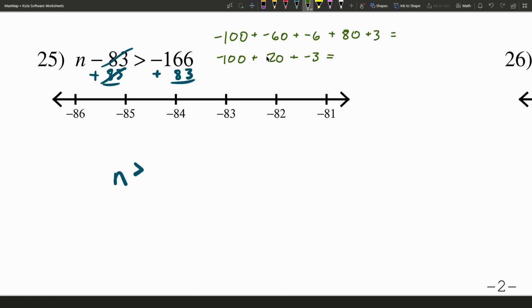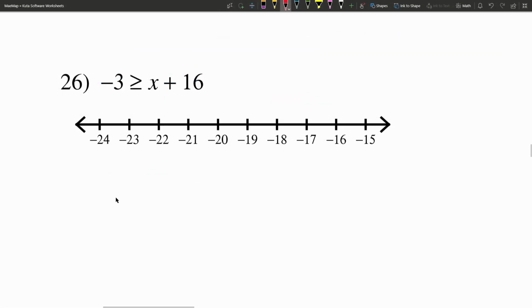So now these numbers look a little bit easier to work with. Negative 100 plus 20 is going to give us a negative 80. So if we have negative 80 plus a negative 3, that's just a negative 83. So sometimes breaking these numbers up, it's easier to do the math out than trying to do this all in our heads. So negative 83 is what n is greater than. n is greater than negative 83. So we're going to circle negative 83, and we're going to shade everything to the right, because n represents values greater than that negative 83.